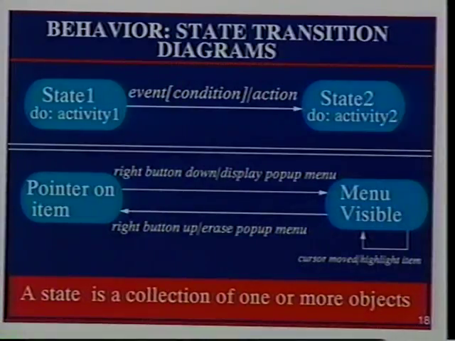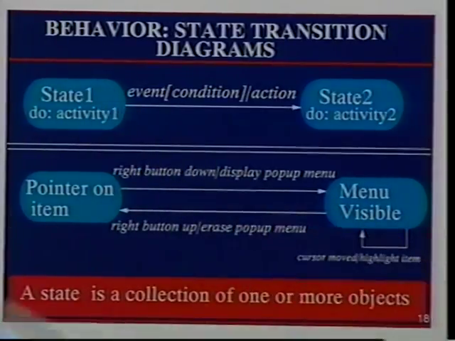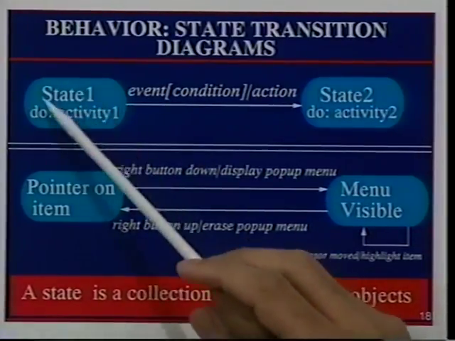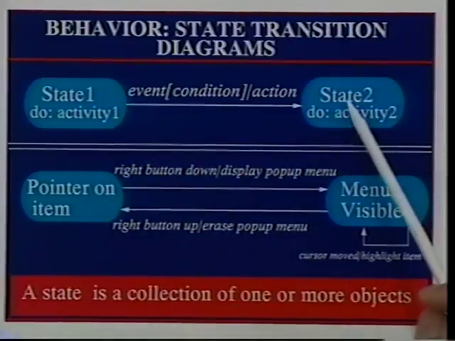The next one is the state transition diagrams, and these are very useful for the functional requirement stage. Not only that, they're very useful for developing models of the user interface without writing the actual code or doing the actual pictures. A state is a collection of one or more objects, and states change constantly. They're time based in a way. Like here I have one state, and then I have another state.